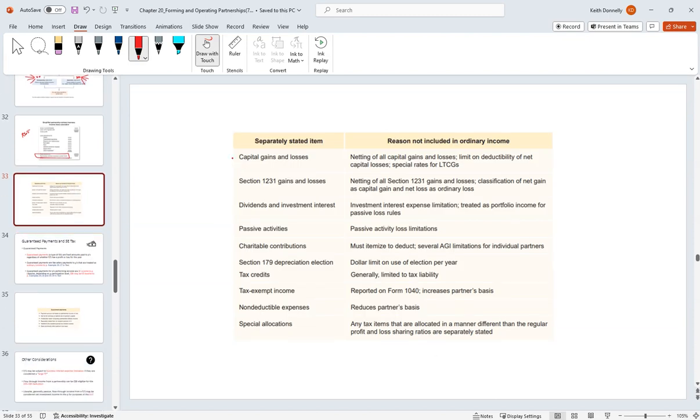What are some examples of separately stated items? You can look at these: long-term capital gains, dividends, passive activities, charity, 179, credits. And again, why do we care about these? Because if you look at each of them, they're going to have special treatment on the owner's tax return. You'd prefer that we broke this out. That would be a good thing for you if we broke it out.